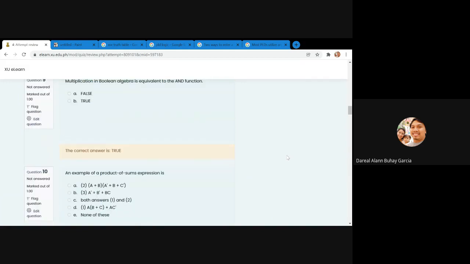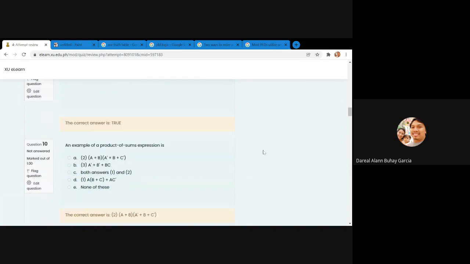An example of POS expression is 1, 2, or 3? 3 only. SOP. So, 3, no? No, 2 lagi. POS man. SOP maning 3. Kaning POS, no? Product of sums.